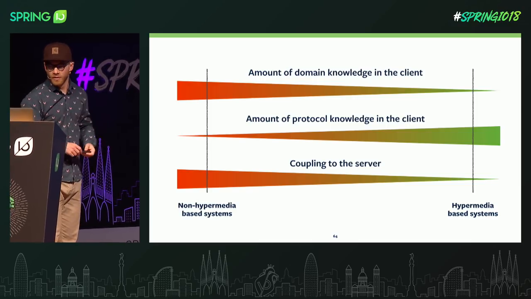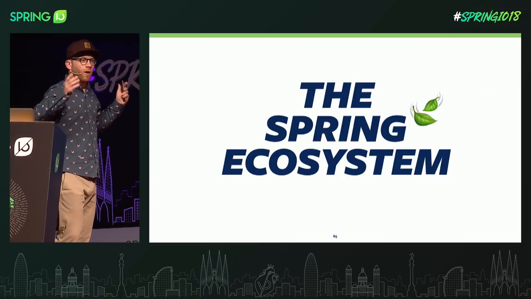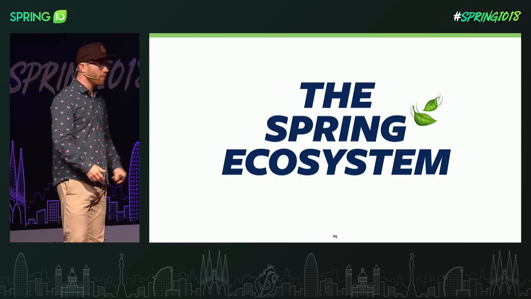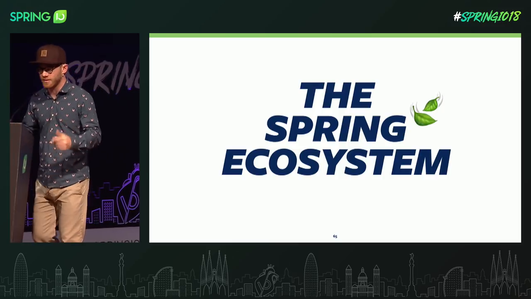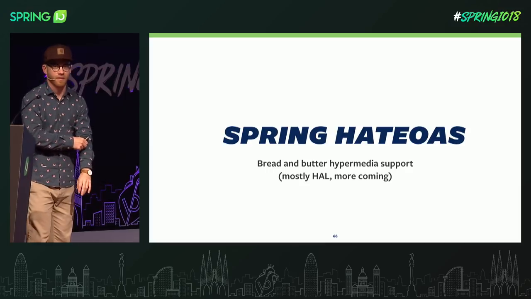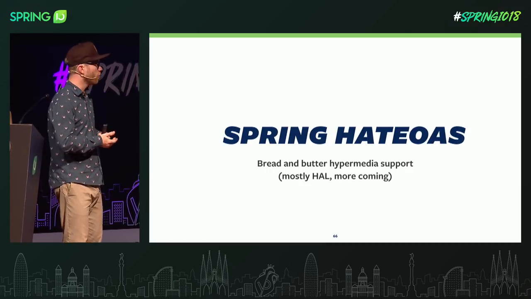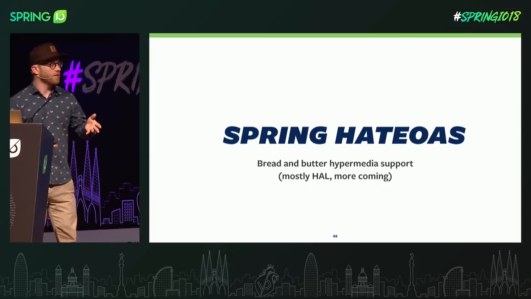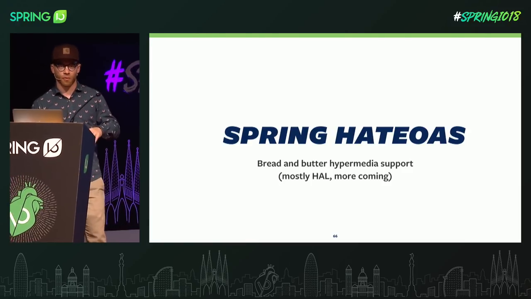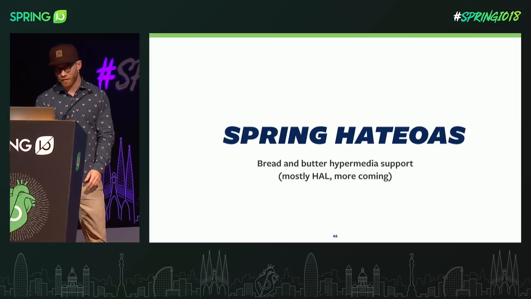All right. To round things off, you're at a Spring conference, right? That's all nice talk, but are there any Spring projects that actually help you build these kinds of things? Of course, there's Spring HATEOAS. It's the fundamental thing that allows you to add links, create links, and conditionally add them. We currently support HAL as media type mostly. There's Collection+JSON support coming, and we're planning to extend that into other hypermedia formats.